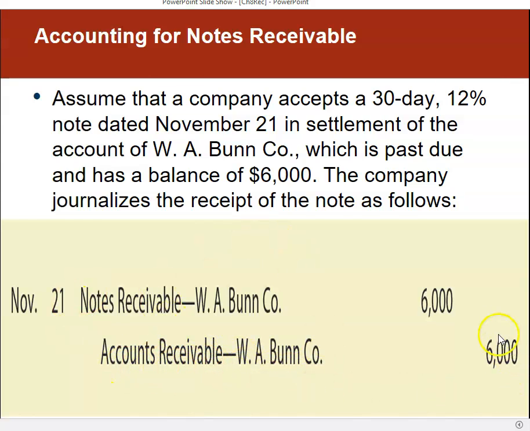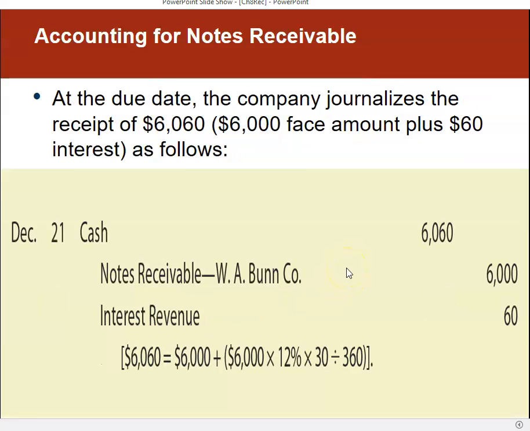See, we're crediting the account receivable for the $6,000, but in its place, we're creating an equivalent asset, a note receivable that has a stronger claim. So, reading between the lines here, W.A. Bunn better pay this money back after 30 days, because if they don't, they're going to have a fairly strong legal claim against them. So this is the initial journal entry to satisfy the account receivable and to create a note receivable.